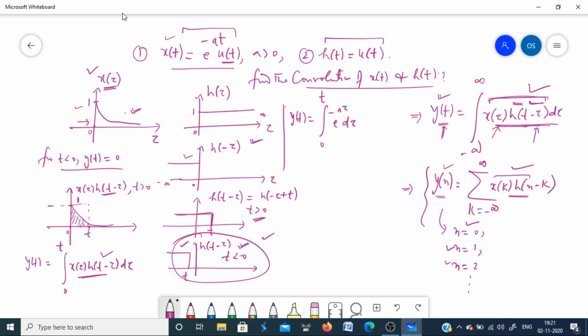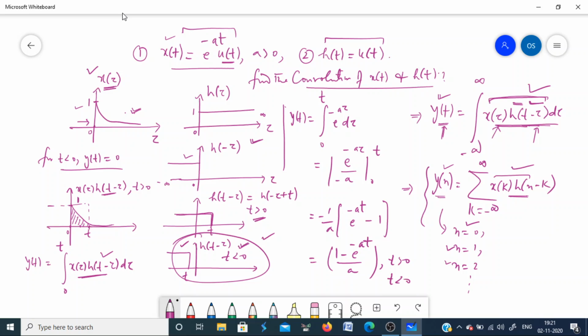So you just evaluate this integral, you will get the output. If you integrate it, it will be e raised to power minus a tau divided by minus a, limits from 0 to t. So it is minus 1 by a, upper limit e raised to power minus a t, minus lower limit. When you put tau equal to 0, it is 1. So you can take this minus outside, you will get 1 minus e raised to power minus a t upon a. So this is the convolution of the two signals for t greater than 0. And for t less than 0, your output is simply 0.